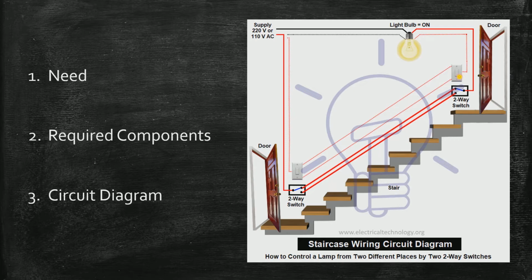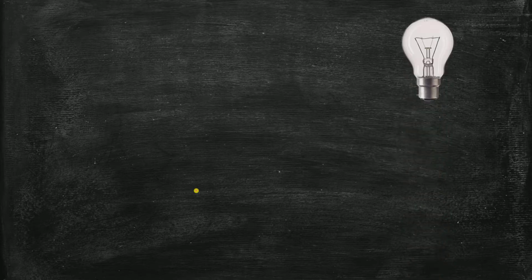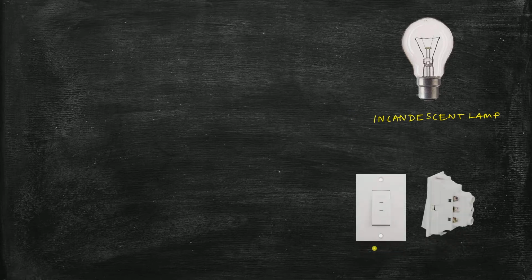In this video, I am going to demonstrate what are the components required to create a setup like this and how to draw a line diagram for creating a setup like this. Now coming to the requirements of a staircase wiring. First is the incandescent lamp. Next is the two-way switch.